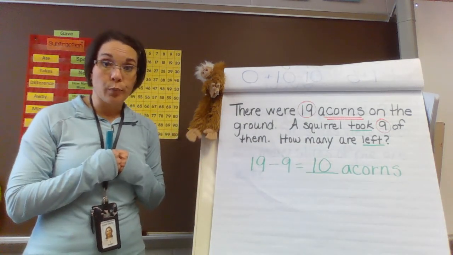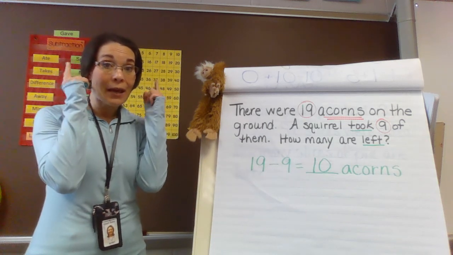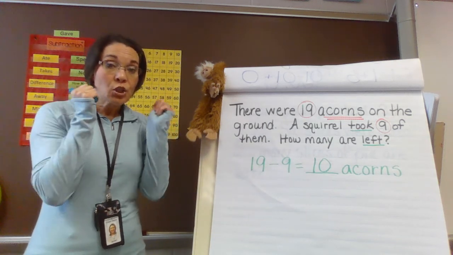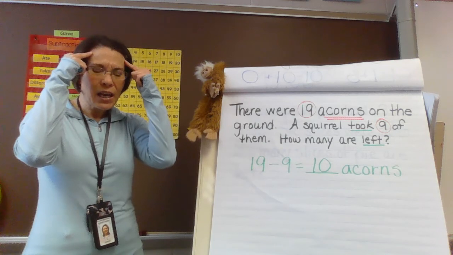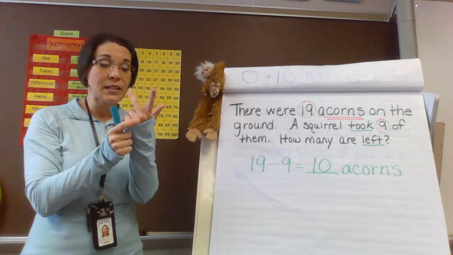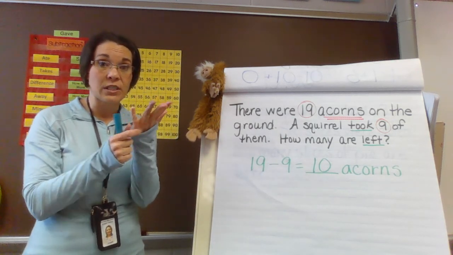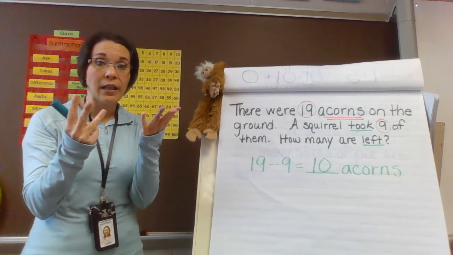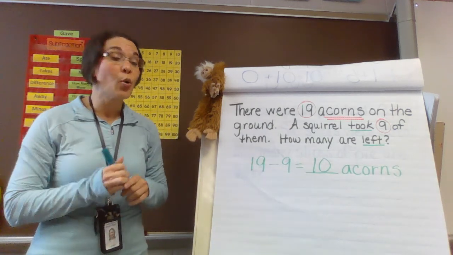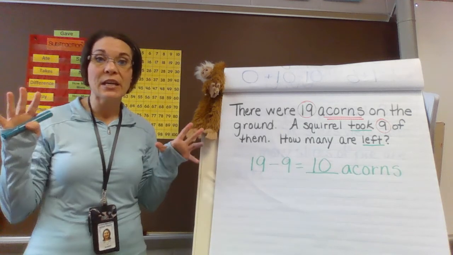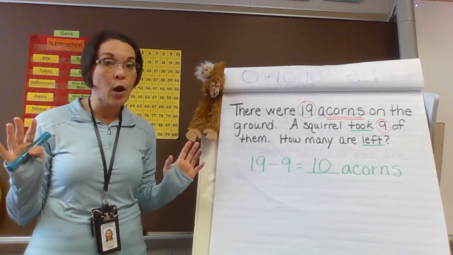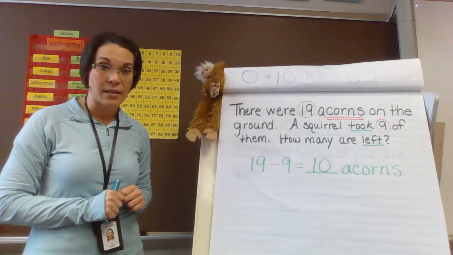So what can you do? You can count back in your brain. So you could put 19, 18, 17, 16, 15, 14, 13, 12, 11, 10. So then you would have 10 by simply counting, using your fingers as helpers, counting back in that sense.